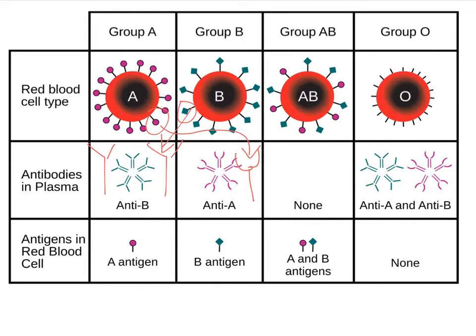All right, blood type B antigens are going to be the square or tilted square diamond looking antigens at the bottom.